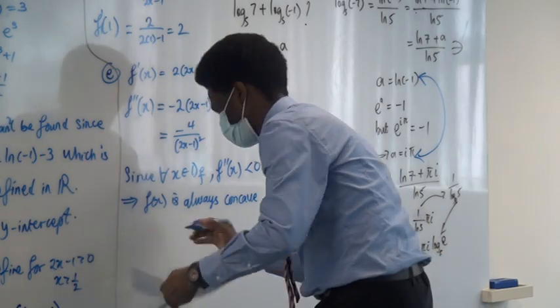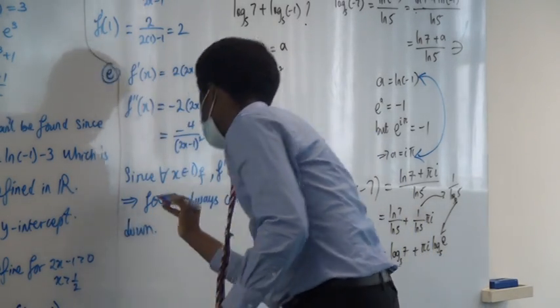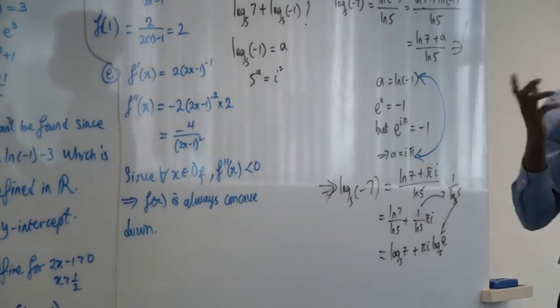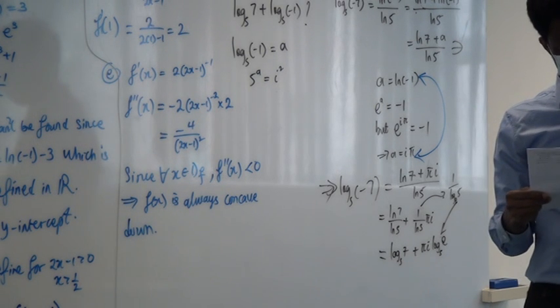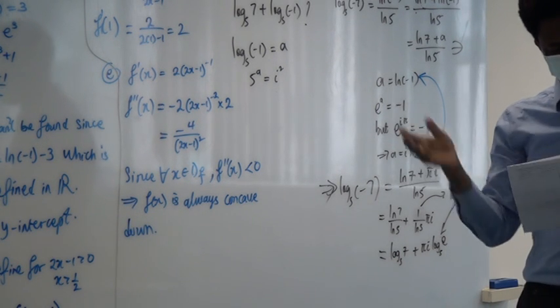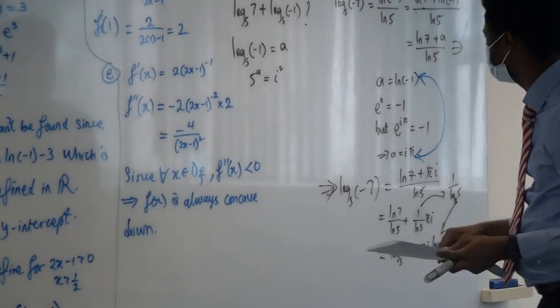Did I say downward? Did the question say downward? Yeah, concave down. Something like that. You just explain in your words, of course. And the last but not the least, graph the function showing all the features you have found.